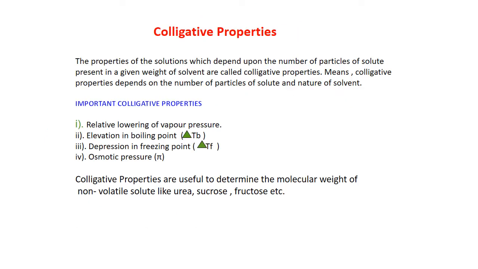Colligative properties. What are colligative properties? The properties which depend upon the number of particles of solute present in the solvent or in solution, not upon the nature of the solute. So these depend upon the number of particles. The important colligative properties we have to discuss are relative lowering in vapor pressure, elevation in boiling point, depression in freezing point, and osmotic pressure. These are useful for determining the molecular weight of non-volatile solutes like sucrose, fructose, etc.